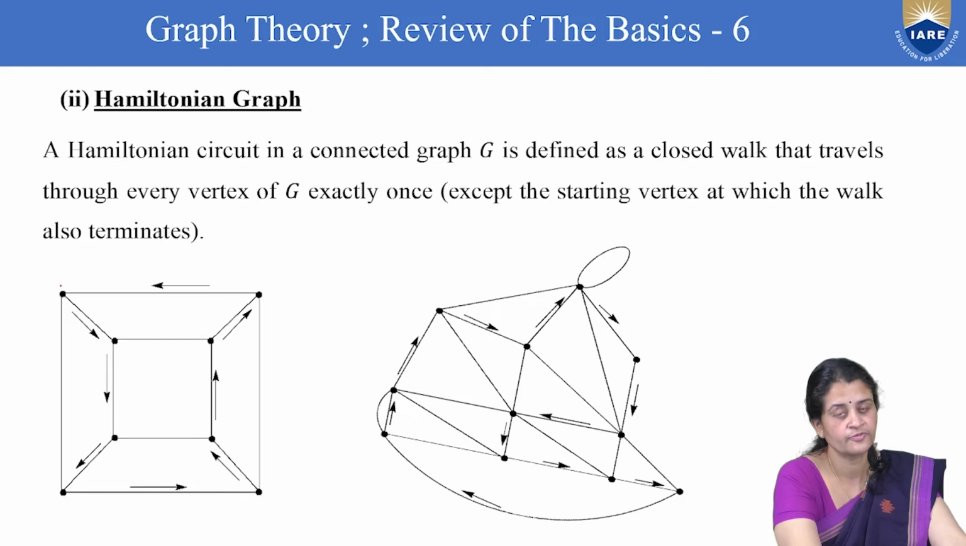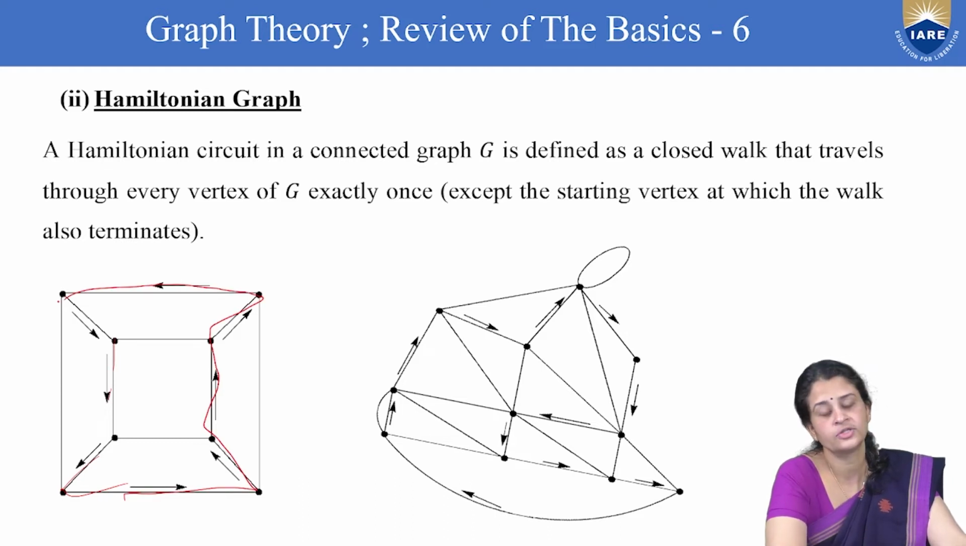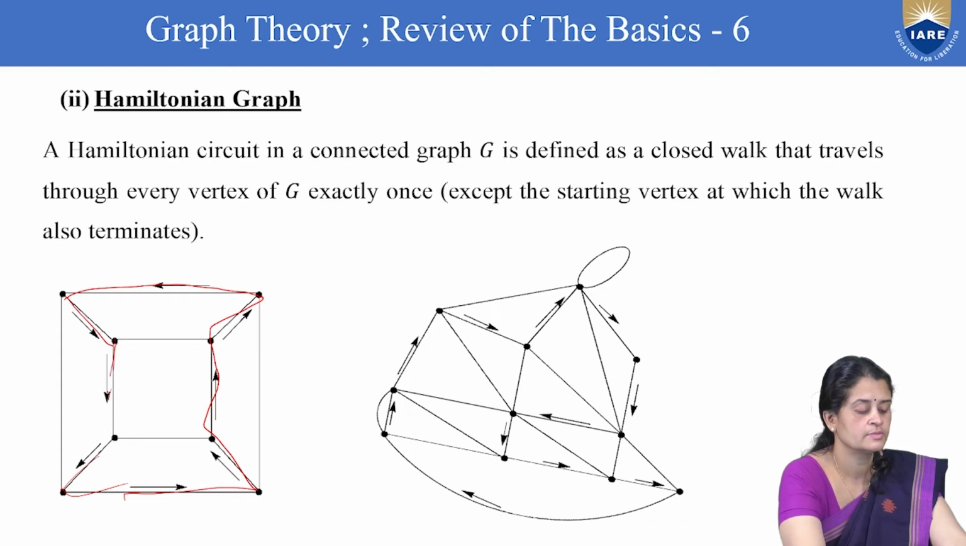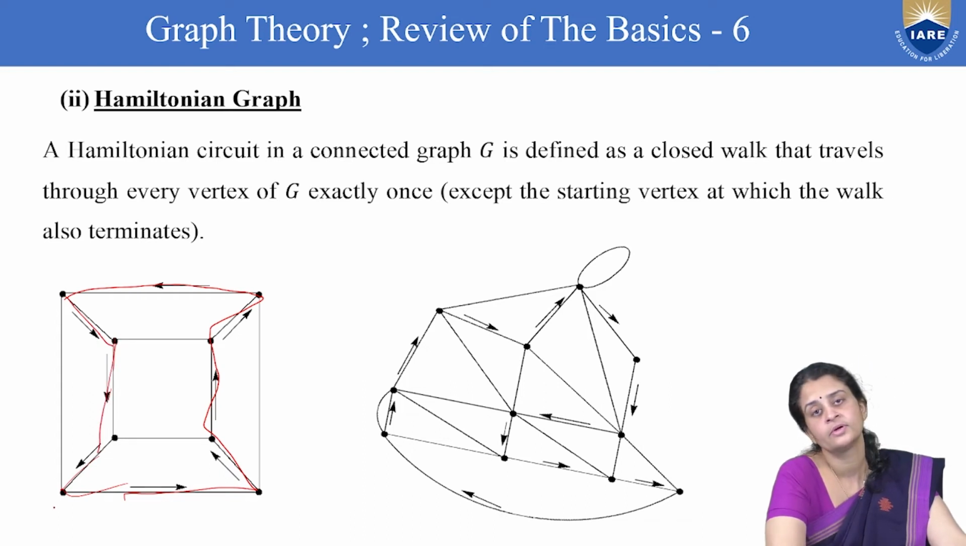Now consider this graph. If we start from here, I can go through this, and I have gone through all the vertices, right? This closed path has gone through all the vertices of the given graph. So it is a Hamiltonian circuit.